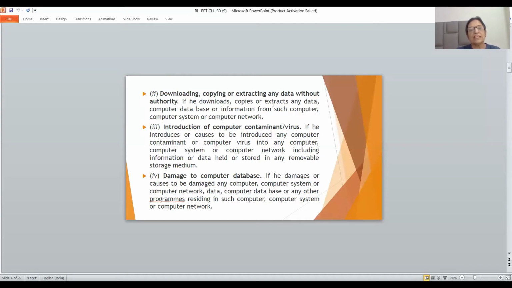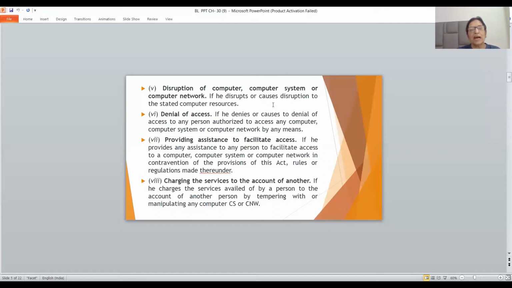So friends, all these are the prohibited acts. Many more points are: he disrupts or causes disruption to the stated computer resources. He does not allow access to the computer system or computer network. He cannot do like this. If he does it, it means he is committing that act which has been prohibited. Providing assistance to facilitate access. Now, he is providing assistance to some other person to facilitate access to a computer system or computer network. So these are all contraventions of the provisions of the IT Act.